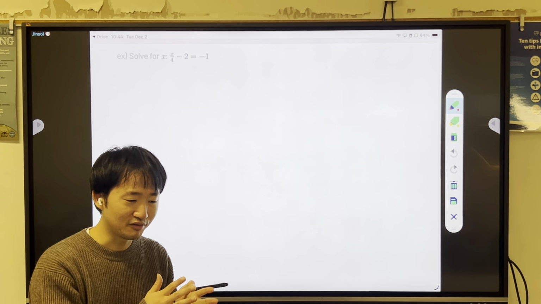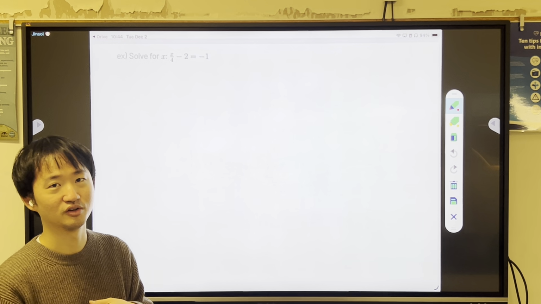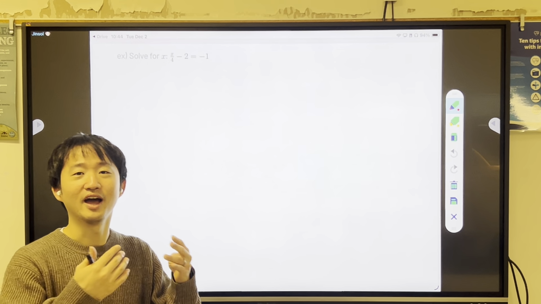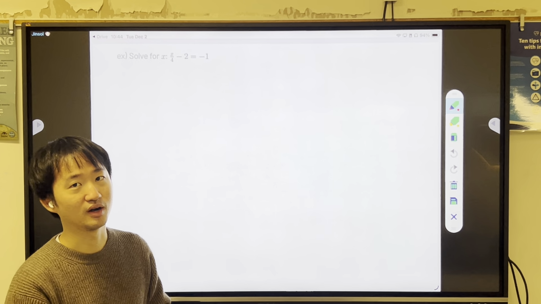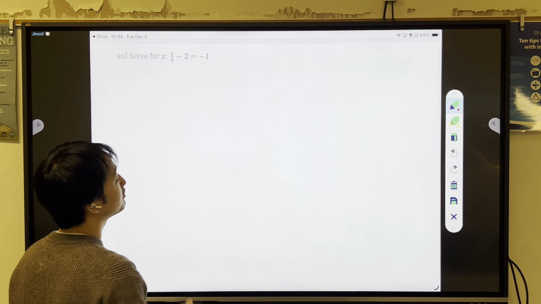The regular order of operation tells me that we need to divide by 4 first, and then we do minus 2. The opposite would be, let's get rid of minus 2 first, and then get rid of the divided by 4. So in this case, the first thing that I do is going to be getting rid of the minus 2.